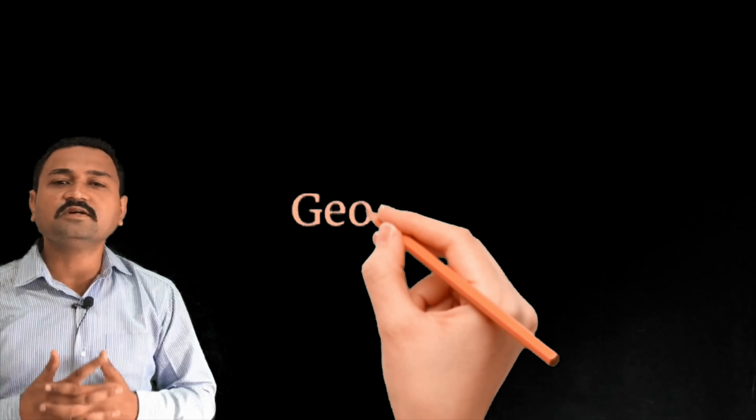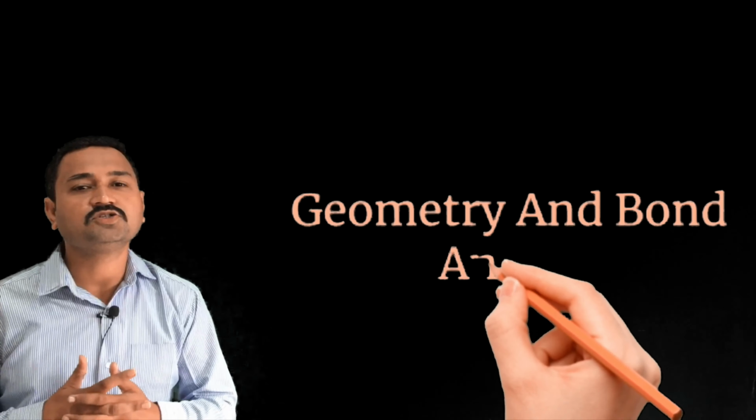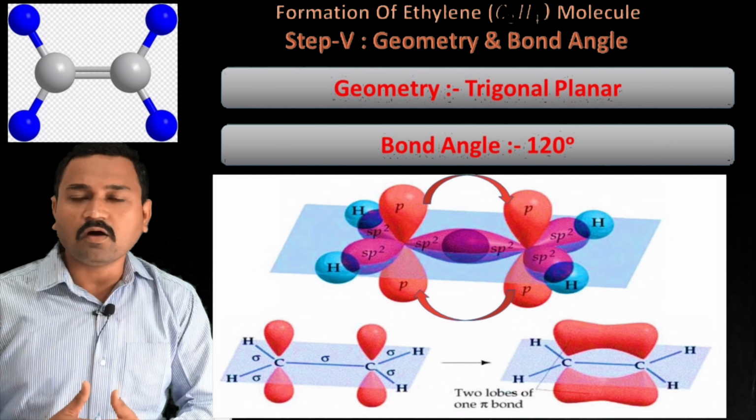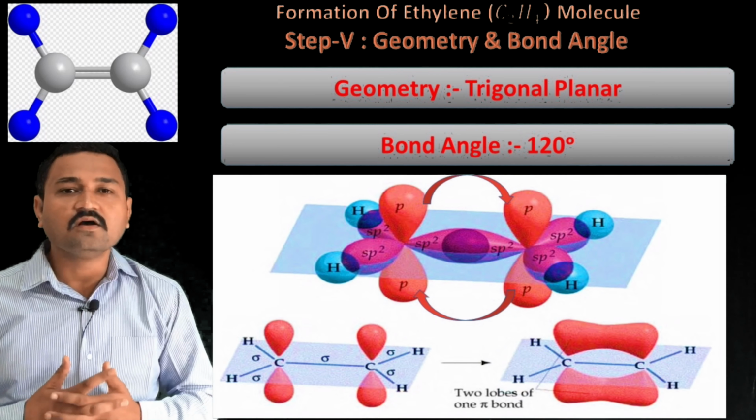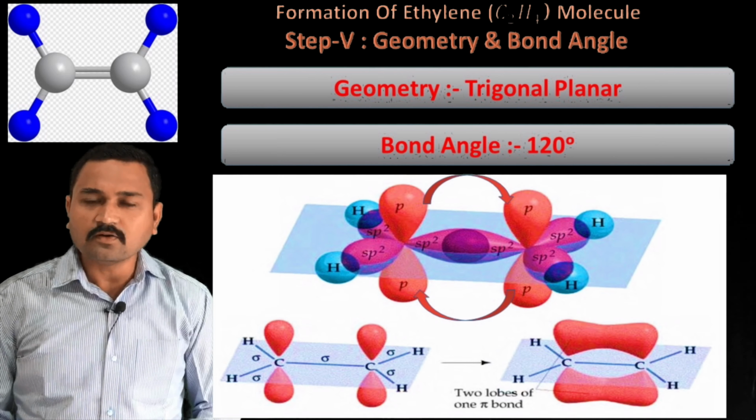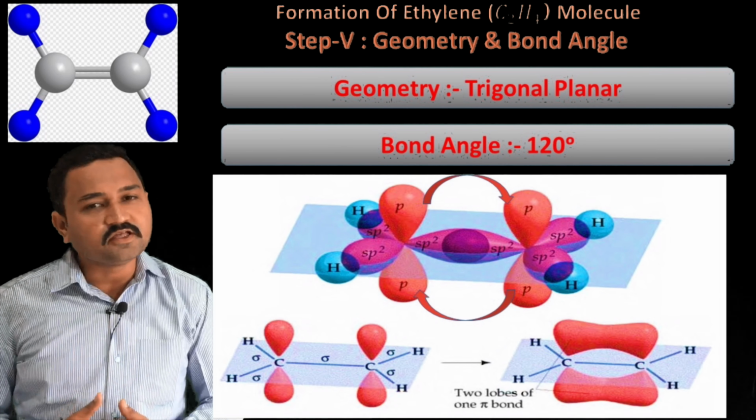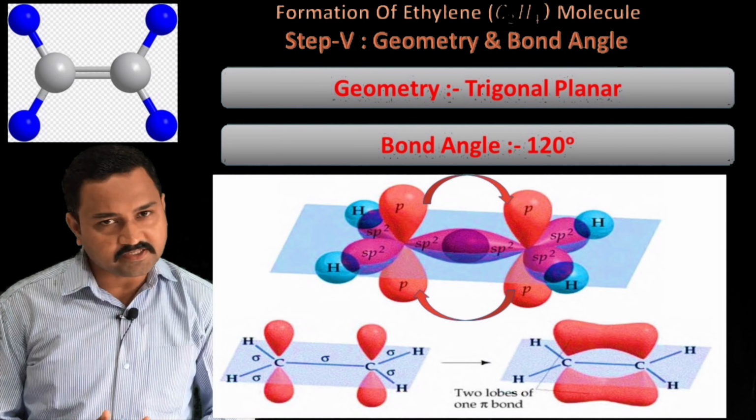Now let us consider the last step, that is the geometry and the bond angle. The geometry of this ethylene molecule is trigonal planar and the bond angle is 120 degrees. So this is about the formation of the ethylene molecule by sp2 hybridization.